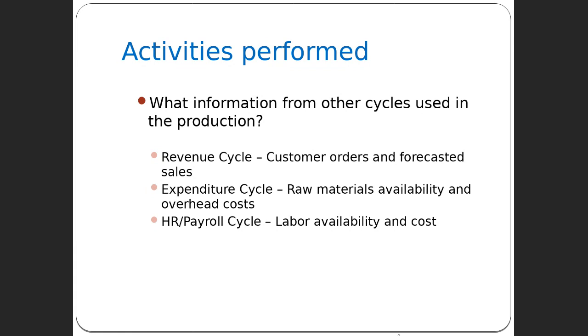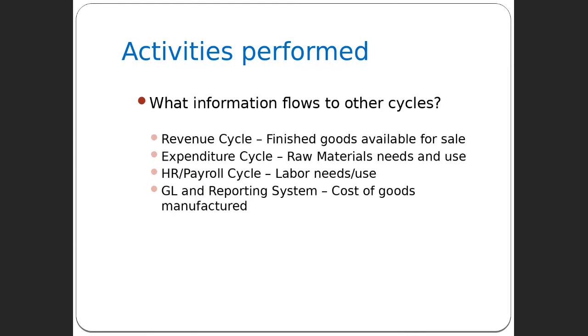So the production cycle gets this information from the human resources cycle. So this is information or data coming from other cycles into the production cycle for their operations. Similarly, some data and information goes out to other cycles from the production cycle. For example, the finished goods available for sale, this information is available at the production cycle. This is made available to the revenue cycle, so that they can make promises to the customers about when the items will be delivered. So this data is going from the production cycle to the revenue cycle.